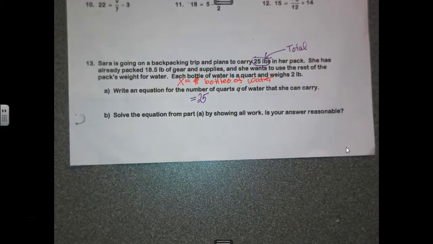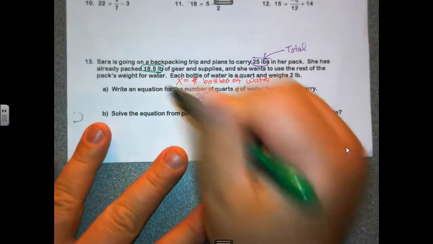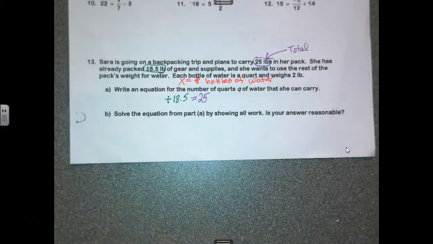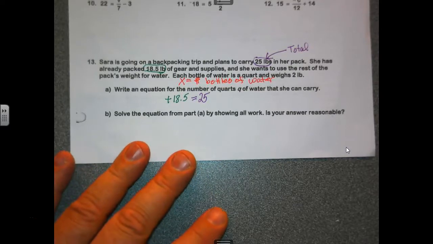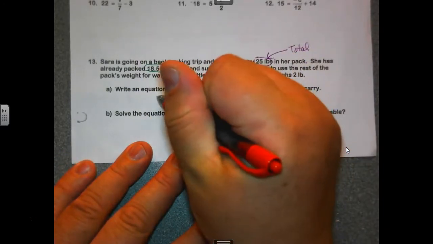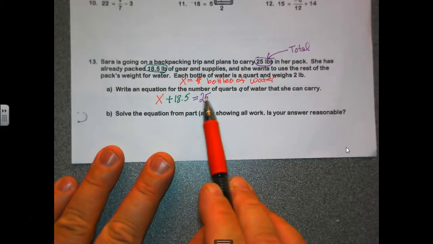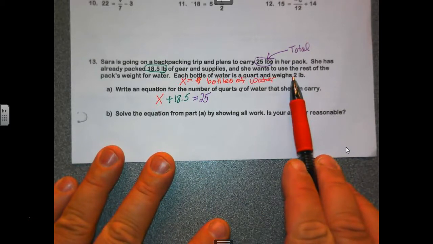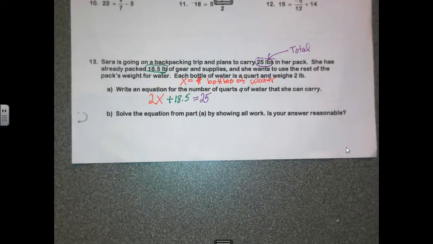Okay. What does this 18.5 pounds represent? Much as she already has. So she's adding 18.5 pounds to it already. She's going to add some bottles of water. But don't forget we're dealing with pounds here. 18.5 pounds, 25 pounds. How much is each bottle of water? 2 pounds. Got it? So there's my equation.